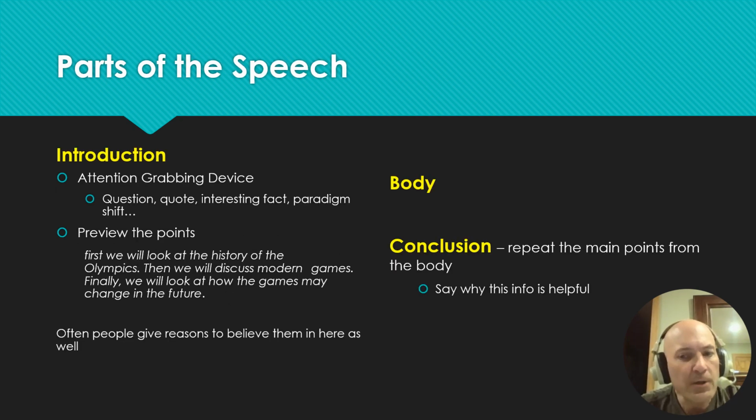Okay, the parts of the speech. Now, we've talked about this before. The parts of the speech don't change. You have the introduction, you have the body, you have the conclusion. And the introduction, a lot of what we talked about before is the same. You want to have some kind of attention-grabbing device. Statistics work really well in this kind of speech, but it could be anything: questions, quotes, interesting facts. You also want to preview the points, what we are going to see. So first I'm going to talk about this, then I am going to explain this, and then I am going to do that.